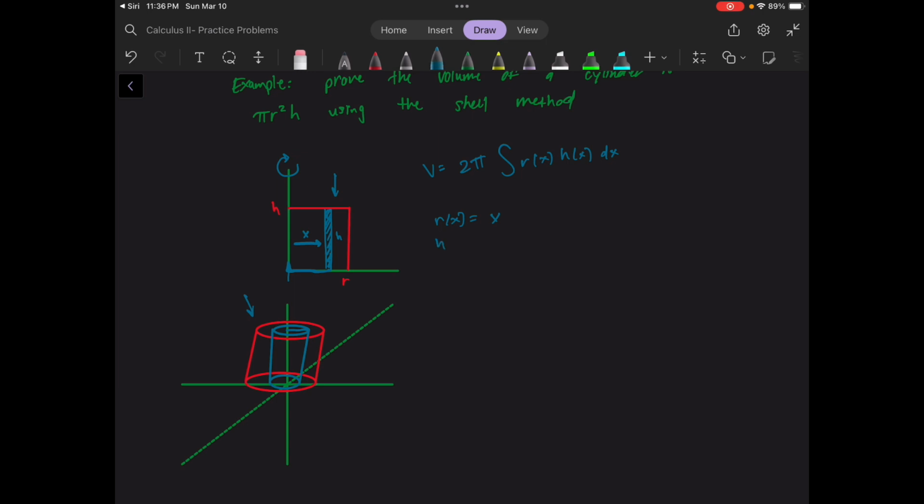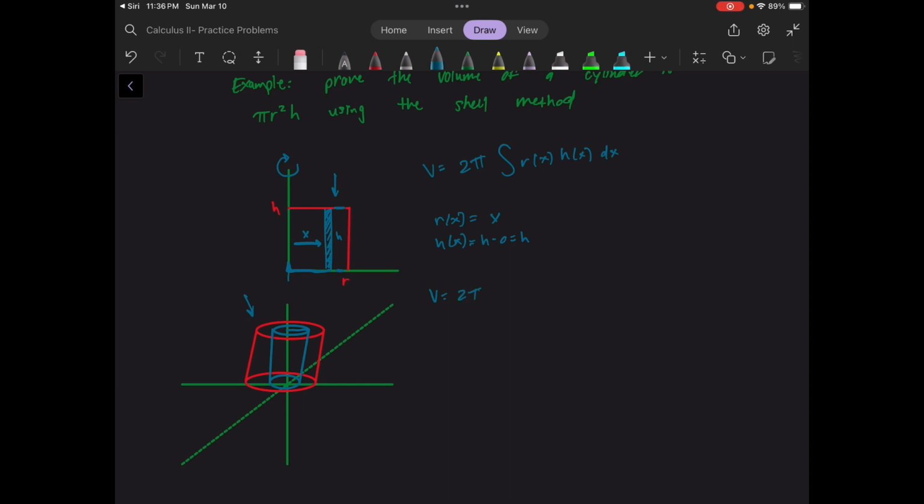The h of x function, in this case only, we know how to do this. What is the displacement between this function and this function? So that would be y equals h minus y equals 0. We're just going to get a constant h in this case only.